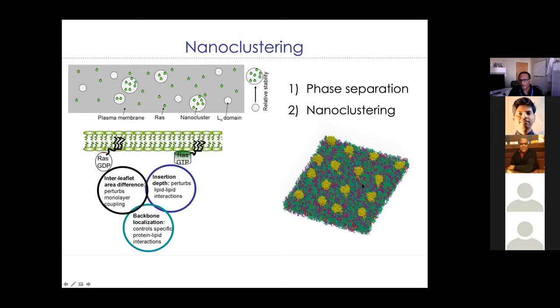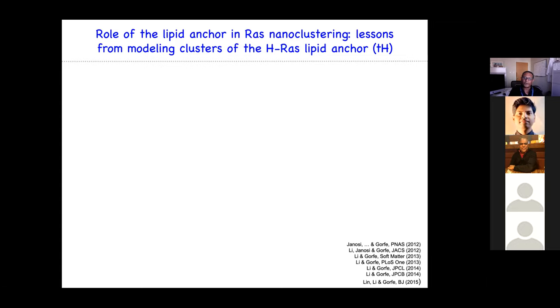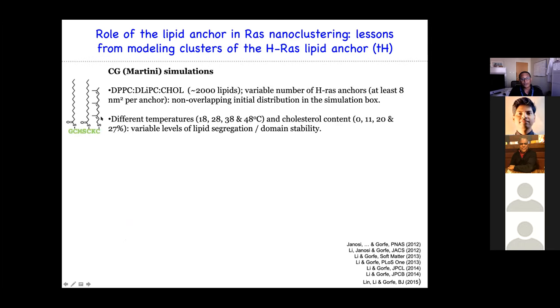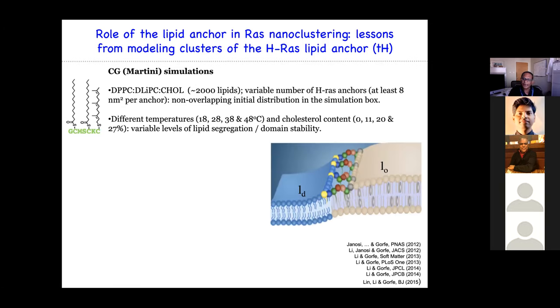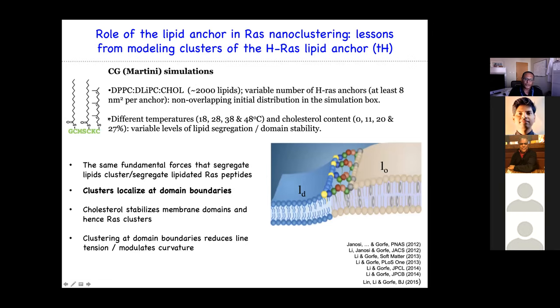And we built this kind of simulation construct. This is for the full length protein, but I will show you just a summary of what we have seen for the HRAS lipid anchors, a small heptapeptide, as you can see here to the left. We simulated this in 2010-11 using the Martini coarse grain model. These are the lipid compositions: DPPC, DLiPC, and cholesterol, at different temperatures and different cholesterol concentrations. We worked, as I said, with both the full length and this small peptide, but the key properties of lateral dynamics and clustering can be captured by this small peptide.